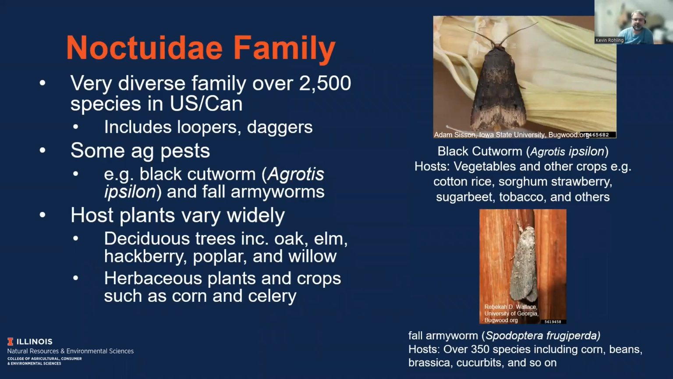Okay, up next we have the Noctuidae family. So this is a very diverse family with over 2,500 species in the US and Canada. Includes the loopers and daggers, among others. This group also contains some significant agricultural pests. I have a couple of them pictured here: the black cutworm and the fall armyworm. So both of those are significant pests of our crops and vegetables. As a group, because there's so many, the host plants are going to vary significantly among species.